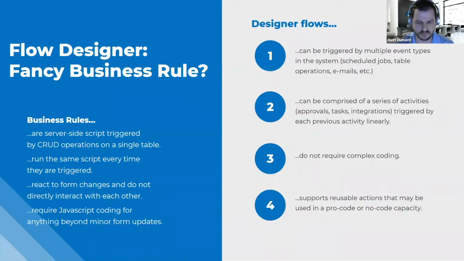You build the business rule, you write the script, you give it a condition, and when it reaches that condition, it triggers that script, and it's one script contained within the script field. On a designer flow, you have the ability to create a series of activities, just like in Workflow Editor, that are all triggered initially, and then they're triggered sequentially by each other in a linear fashion.